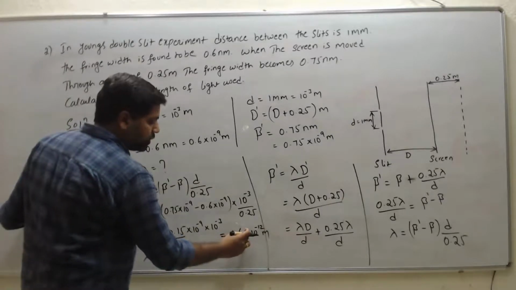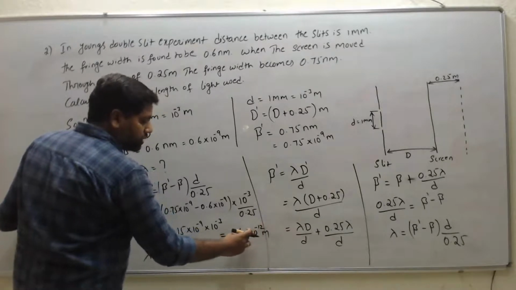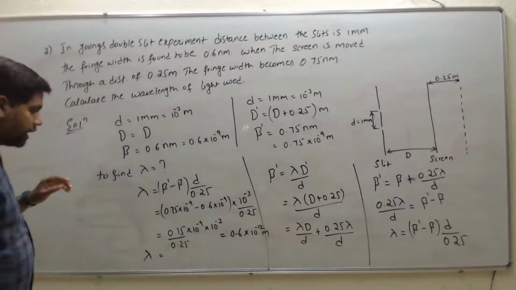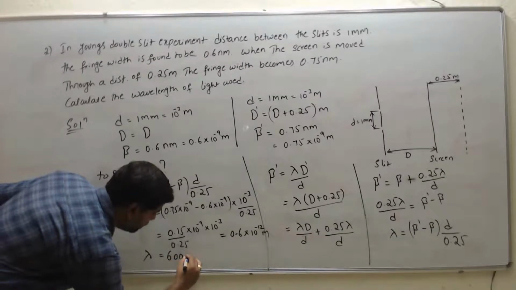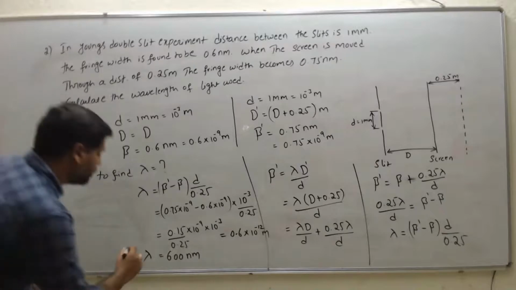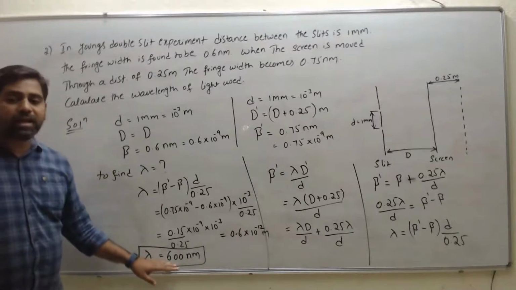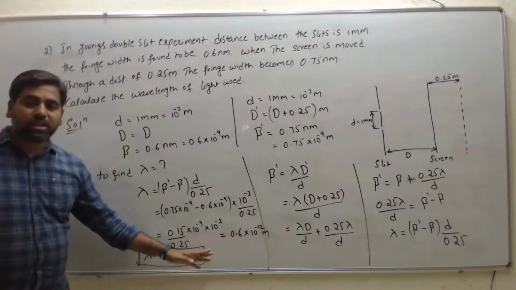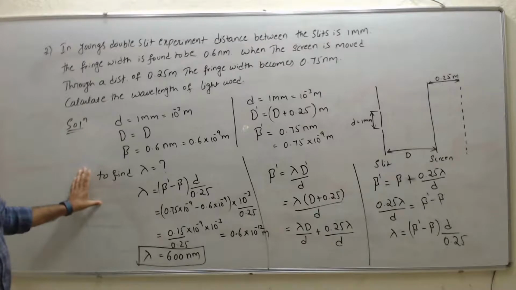So lambda equals 0.6 into 10 to the power of minus 12 meter, which we can write as 600 nanometer, right? So this one is the final answer. The wavelength of the light used here is 600 nanometer, or we can write 6000 angstrom, right? So this is the simplification.